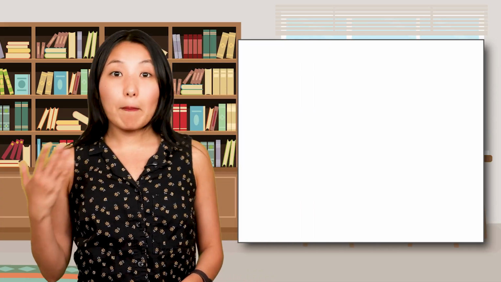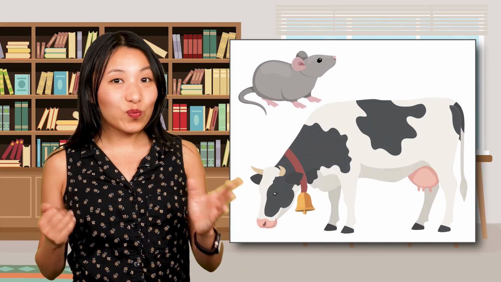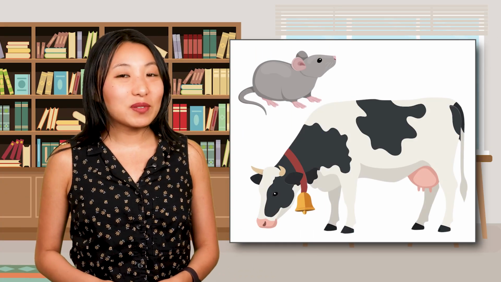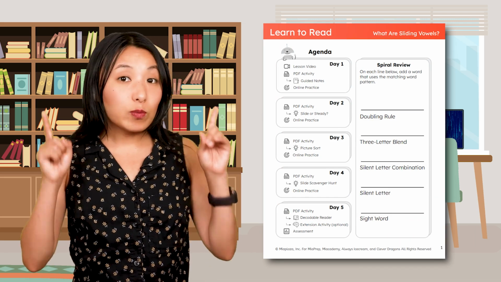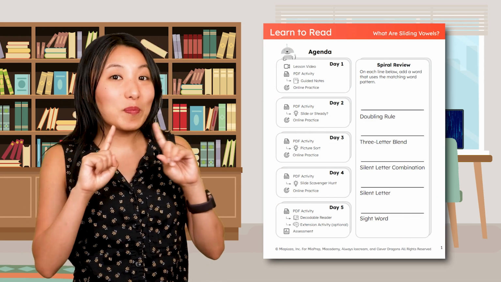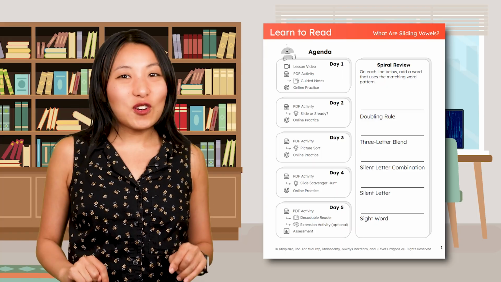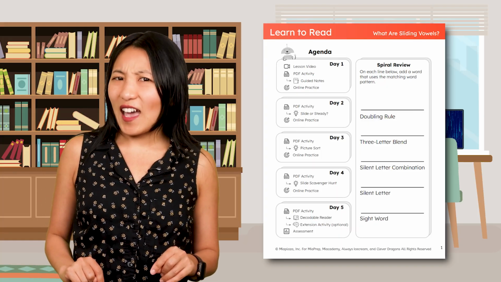Awesome job! Today you practiced listening for sliding vowels in words. Next time we'll learn more about the sliding vowels in words like mouse and cow. For now, keep learning by completing the activities that go with this lesson. Keep your ears open and your mouth sliding. You're becoming a sliding vowel expert.